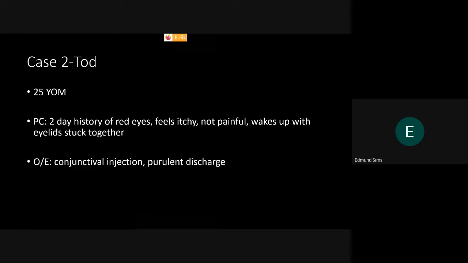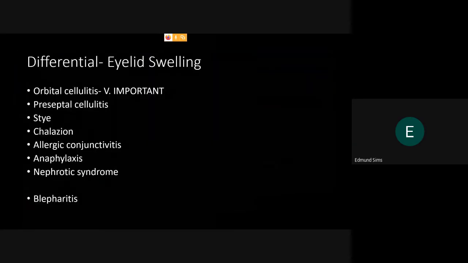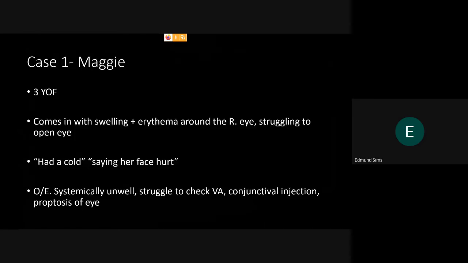So going back, should we go back to the first case? As you guys correctly said, it's orbital cellulitis. The hints for that are that she had a cold and was saying her face hurt. This is trying to hint that she had a degree of ethmoid sinusitis, and she's systemically unwell, and has proptosis. Those are the two red flags that would suggest she's got orbital cellulitis over preseptal cellulitis.